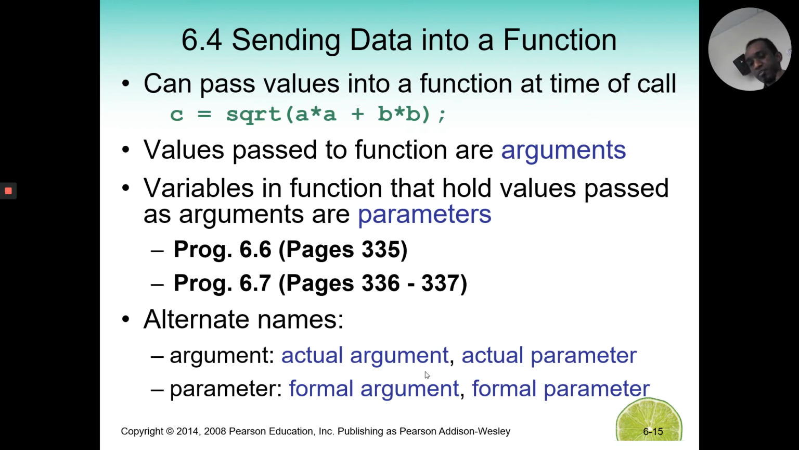So you can pass values into a function at the time of the call. These are some of the built-in functions, like square root, that you can use. Values passed to a function are arguments. Variables in the function that hold values passed as arguments are parameters, like f of x, f of x, y. Alternative names for arguments are actual parameters, and the parameter is a formal argument or formal parameter.